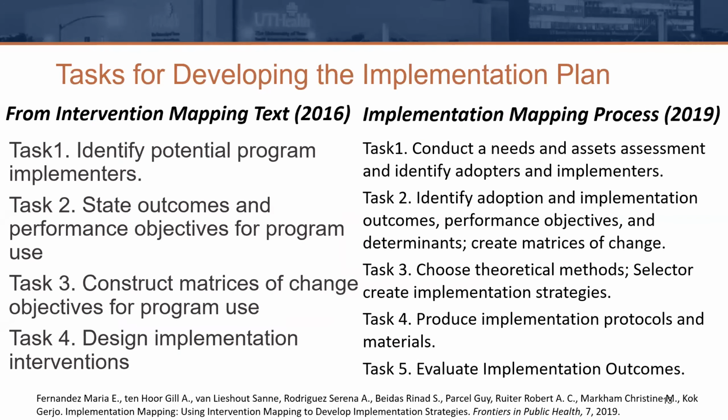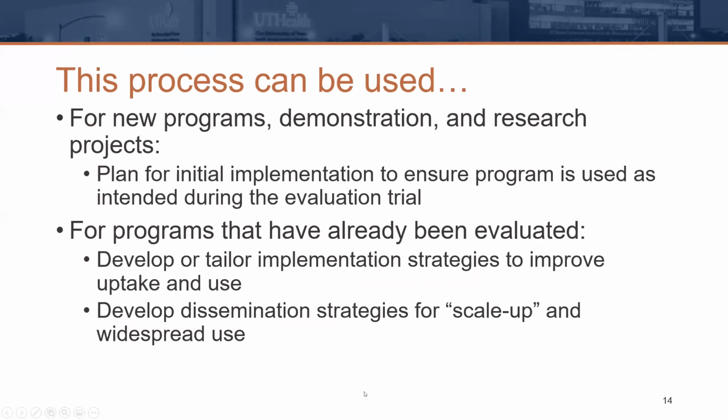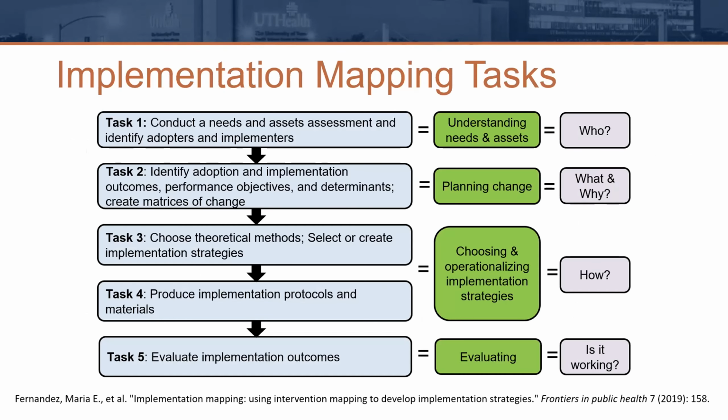So for those of you who do have the textbook for intervention mapping, you'll notice that in step 5, the tasks are a little bit different than what we highlight in the paper for implementation mapping, but really they're essentially the same. The difference is that we wanted to make some of the things that were within these tasks over here on the left more explicit. And the process can be used for new programs when you're developing that intervention in the first place, and also for programs that have already been evaluated.